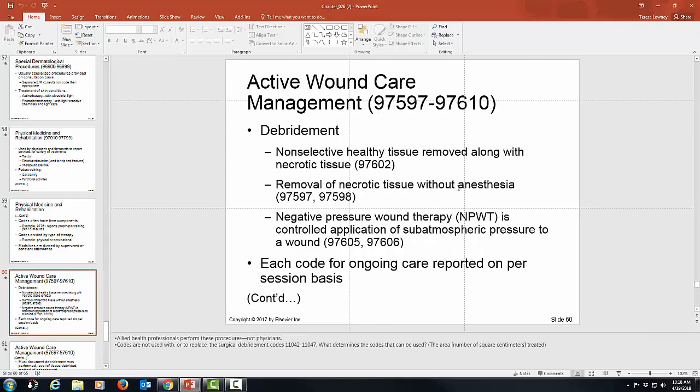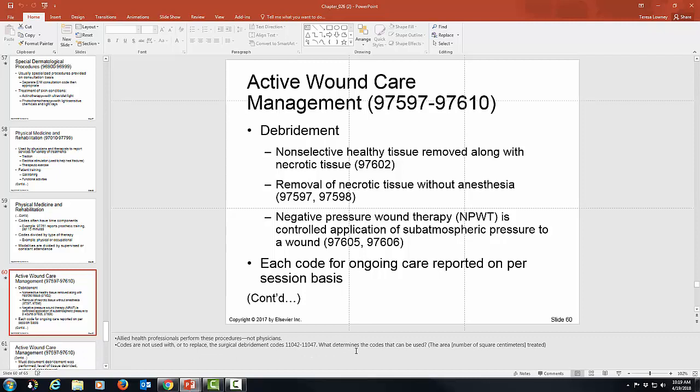Active wound care management. We have a whole section of codes that's called wound care management. This is what they do. So they remove the necrotic tissue, either with or without anesthesia. They apply pressure. They do all kinds of procedures. So codes are used with, not to replace, a surgical debridement.